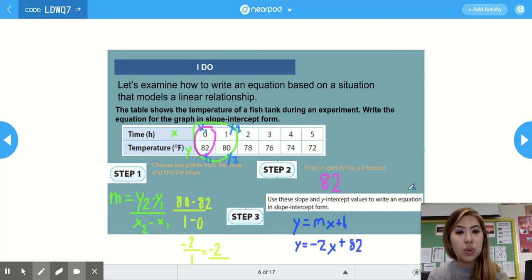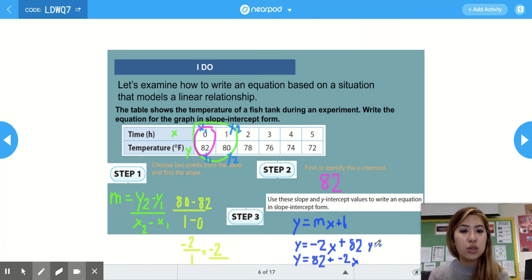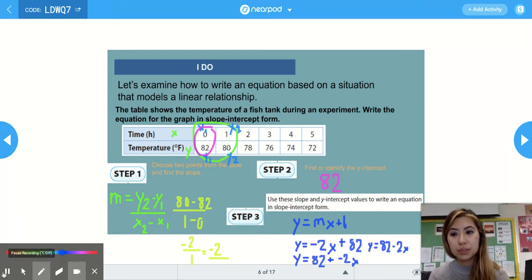We could also write it as y is equal to 82 plus negative 2x, because we're just switching around the slope and the y-intercept, which one comes first. And the last way to write it is y is equal to 82 minus 2x. So instead of 82 plus negative 2x, we can just simplify it to 82 minus 2x.